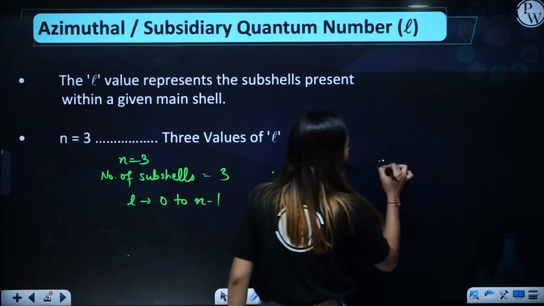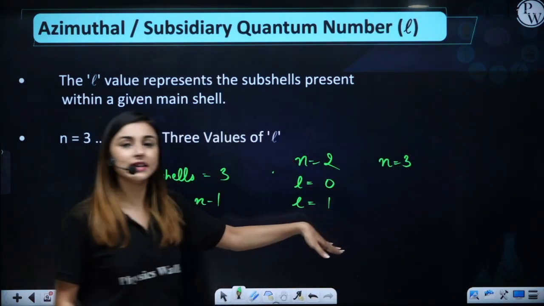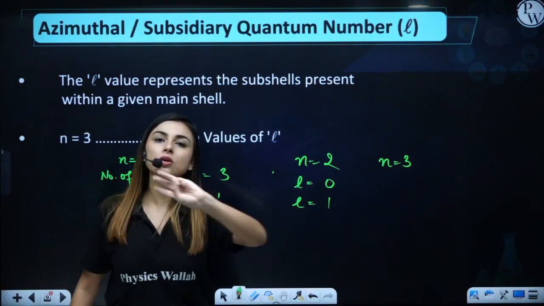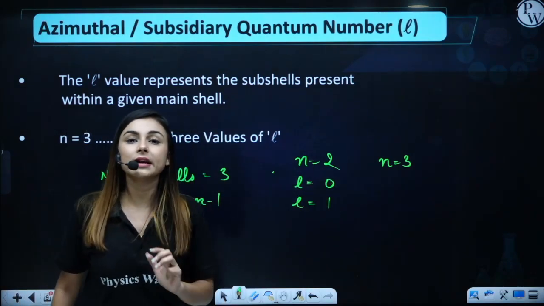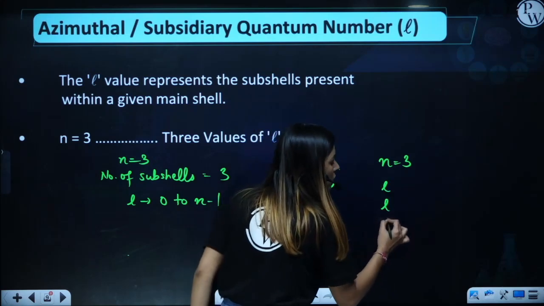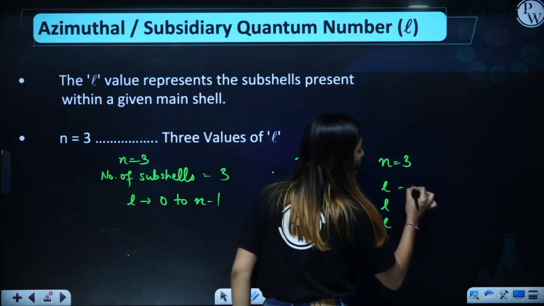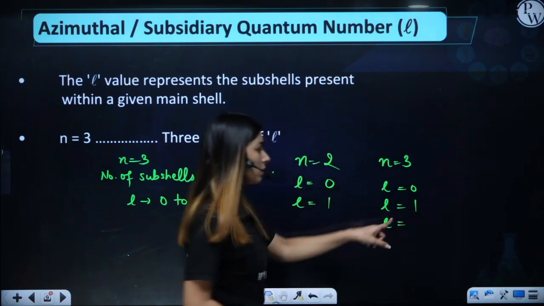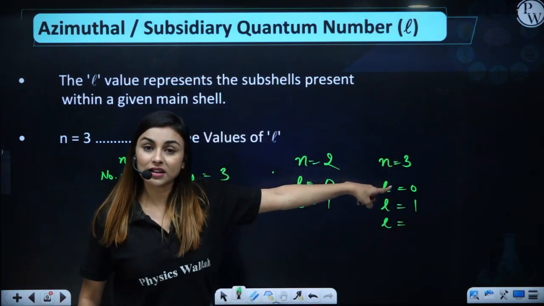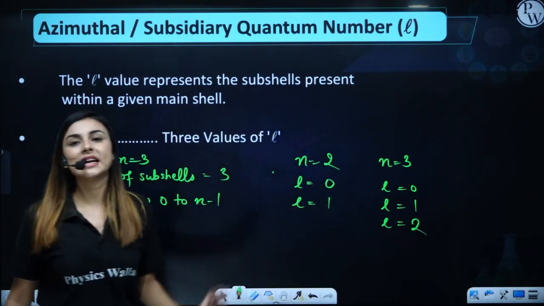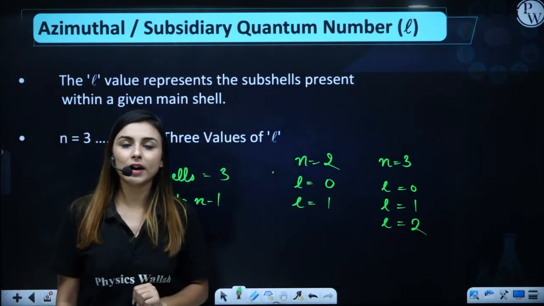Similarly, if your n is equal to 3, can you write the l values? You know that if n is equal to 3, you will have 3 subshells. So l will have 3 values. And what will be the values? 0 to n minus 1. So 0, then 1, then 3 minus 1, that is 2. So the last value will be 2. I hope you understood this.